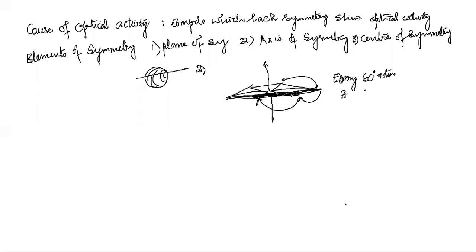So how do you get the 60? 360 divided by n, where n is the number of sides of this object. There are 6 sides for this. So if you rotate by 360 by 6, that is 60 degrees, you will get the original object. So that axis about which you rotate is known as the axis of symmetry.